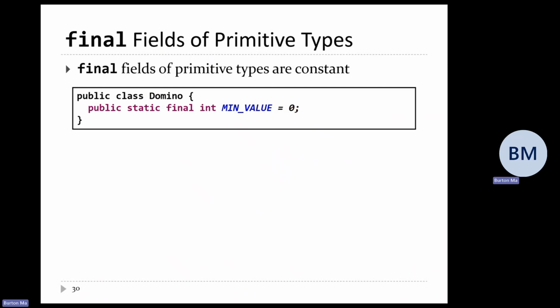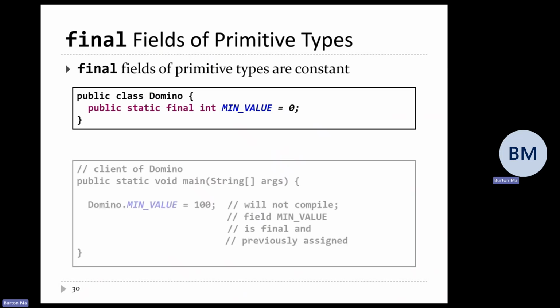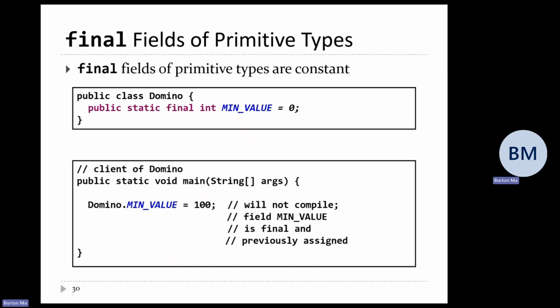So if you have a public, static, final, primitive field, the class is basically trying to say there's this primitive value that's a constant that you might find useful if you're using this class. So if you try to change the value of min value, it doesn't matter where you do this. You can do this in a main method inside the Domino class, or somewhere else. If you try to set min value, the compiler will complain. It will say that you can't change min value. It's final and it's already been assigned to. So a final public static field in a class basically means the thing is constant.